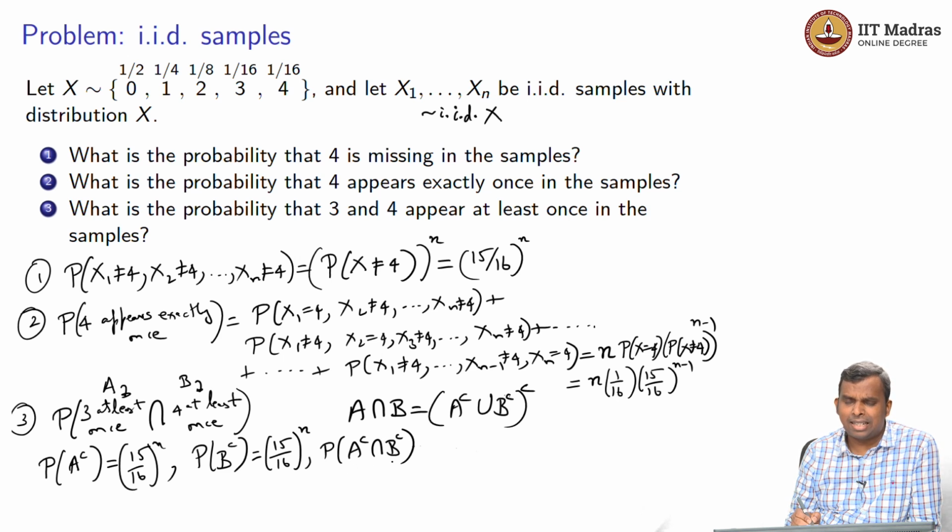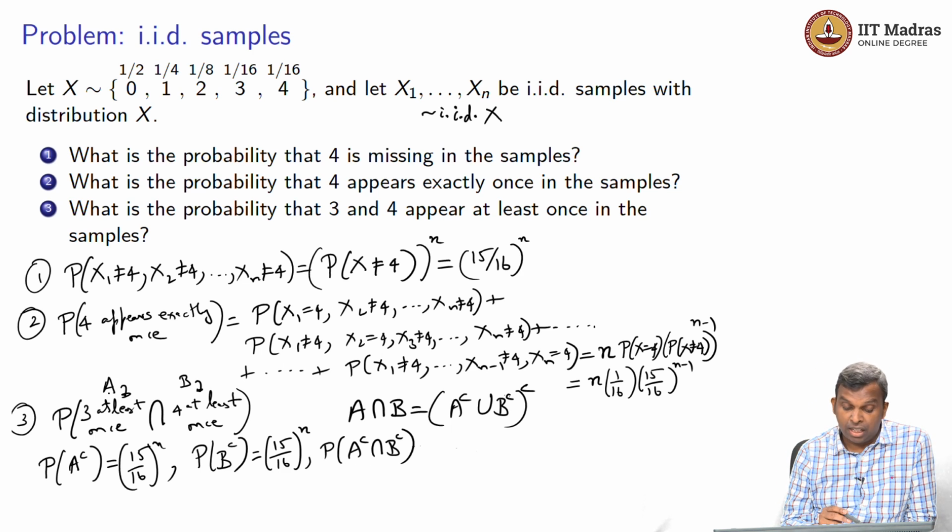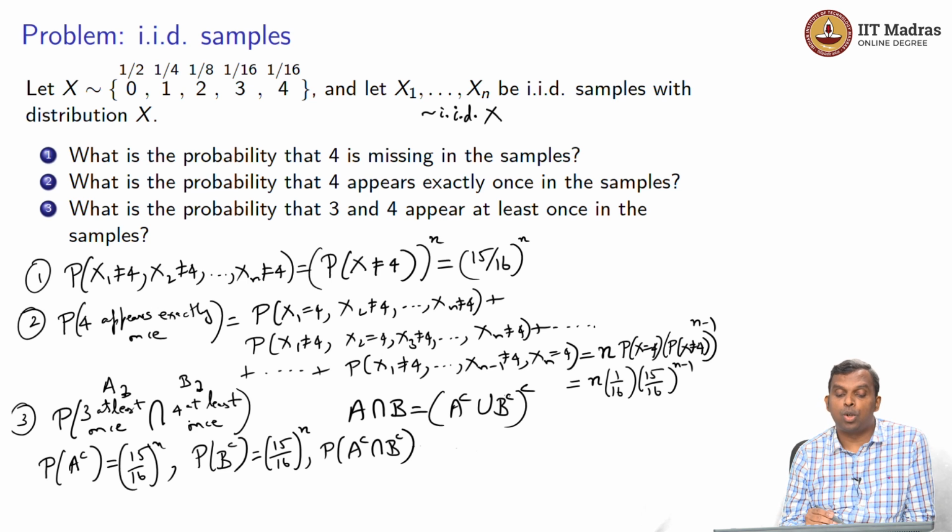What is A complement intersect B complement? Think about this. This will happen if 3 should not appear and 4 should not appear. And if you think about it, this will be 14 by 16 raised to the power n. Think about why this is true. Each X1 cannot belong to 3, 4. X2 cannot belong to 3, 4, like that, right? So it's the probability that X is not equal to 3 or 4 raised to the power n, and that is 14 by 16. X should be 0 or 1 or 2, and that's 14 by 16.